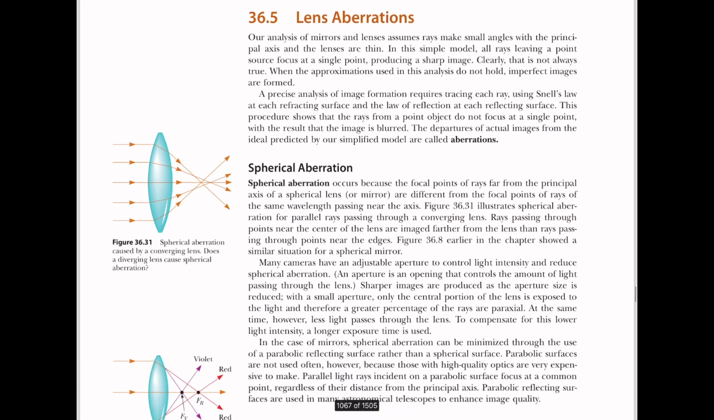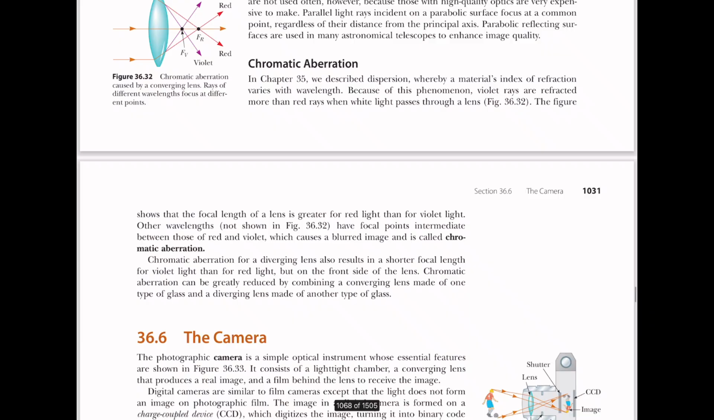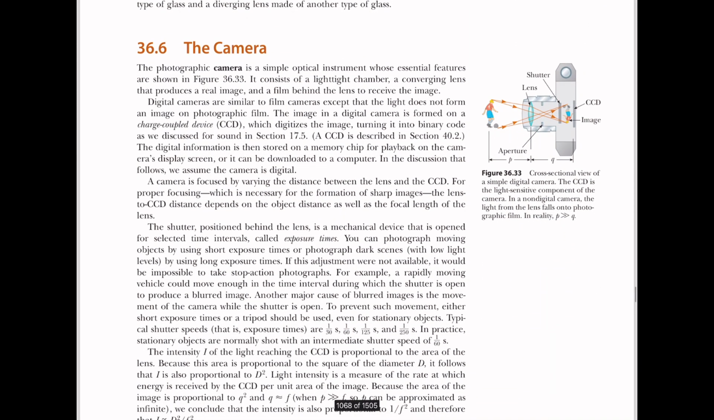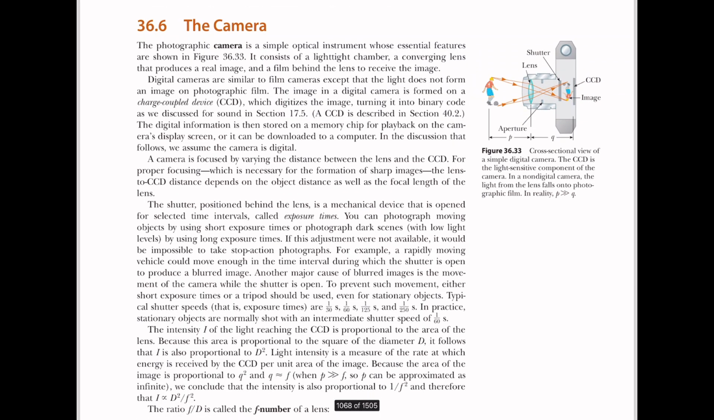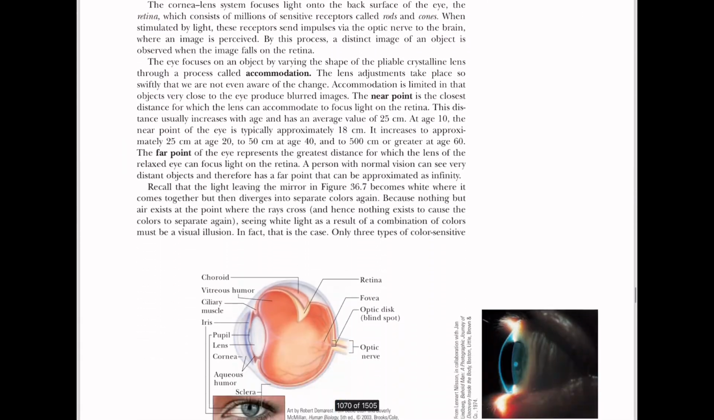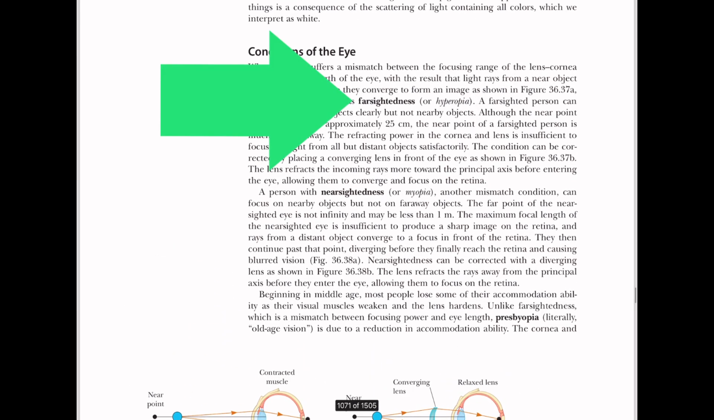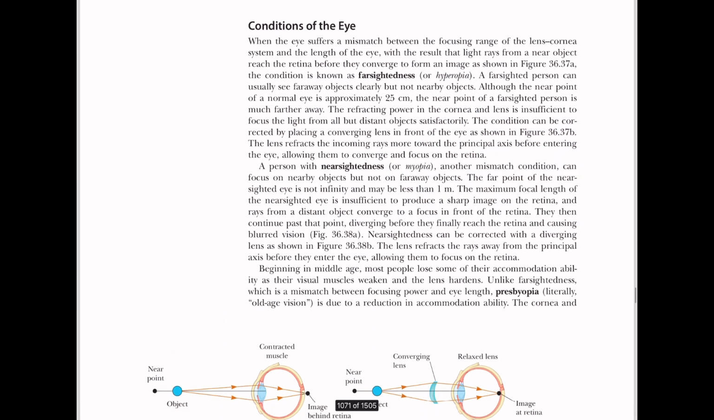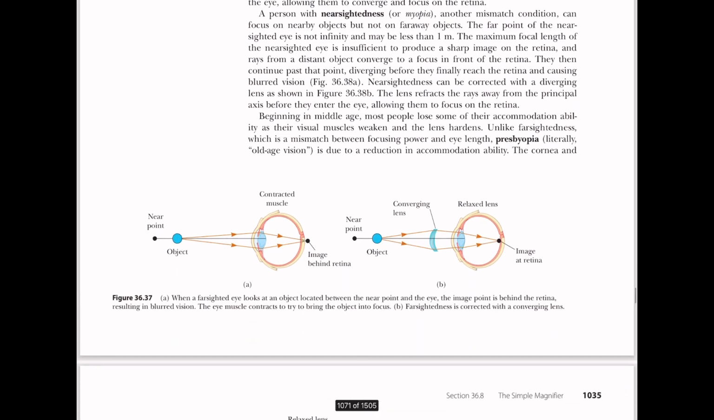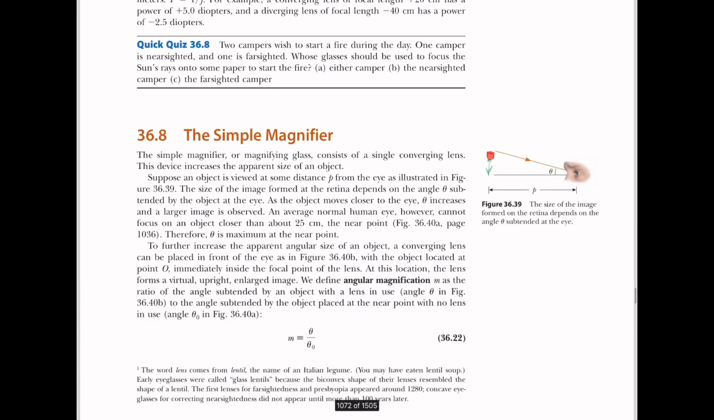36.5, lens aberrations. I don't think I have enough time to even go through this. Timer is at 1 minute. Chromatic aberration. I have no idea what aberration means, and I don't have time to go through it too much. 36.6, the camera. I'm assuming this just explains how a camera works. An example, 36.7, the eye. Okay, I'm assuming this explains how the eye works, conditions of the eye. Ooh, farsightedness and nearsightedness and presbyopia. Some cool medical terms, farsighted and nearsighted. I've heard those before for people that need glasses. Astigmatism, another word I've heard.